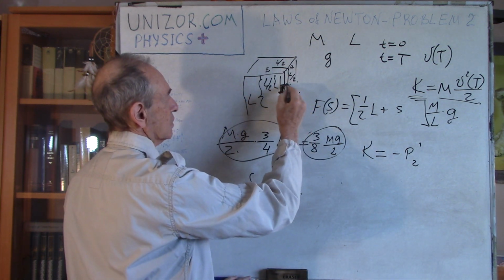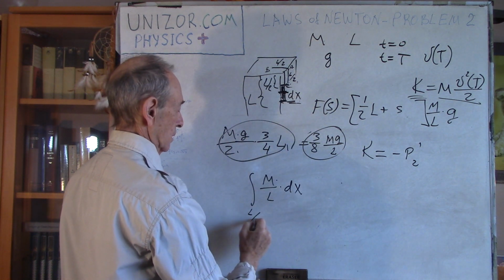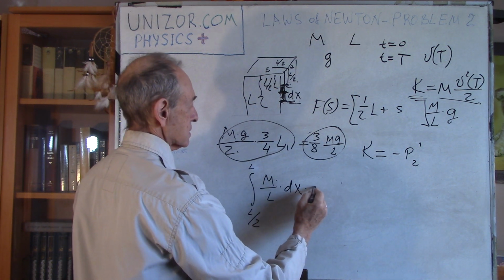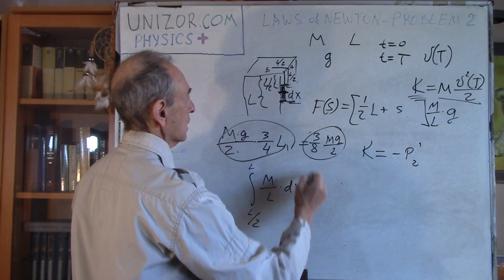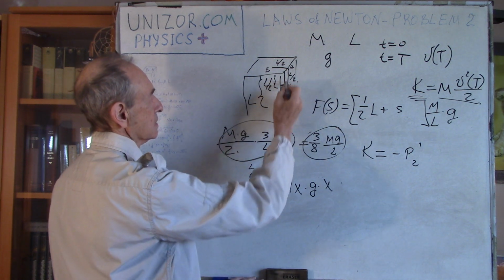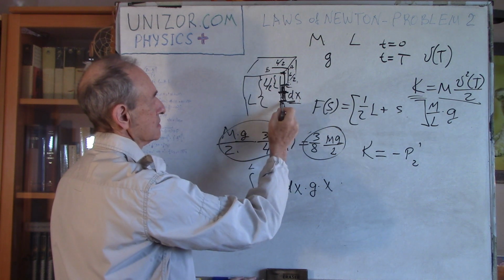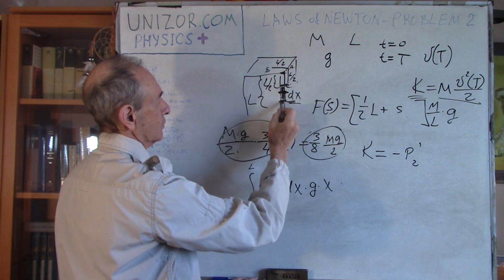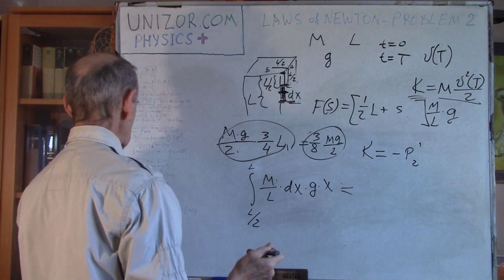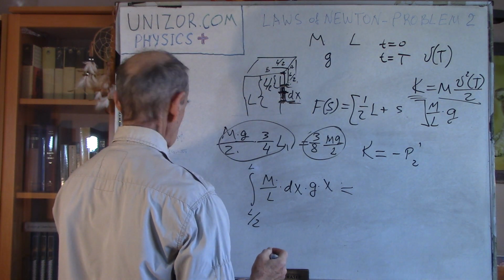And X is changing from L over 2 to L. So this is the mass times G and times distance from the top, which is X. So X is the distance from the top, from the table surface. So this distance is changing from L over 2 to L. So this is an integral. Am I right? Let me check. M over L, G, okay.